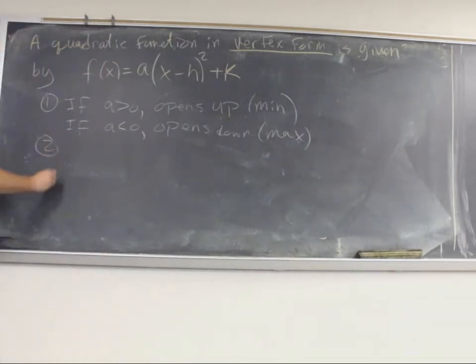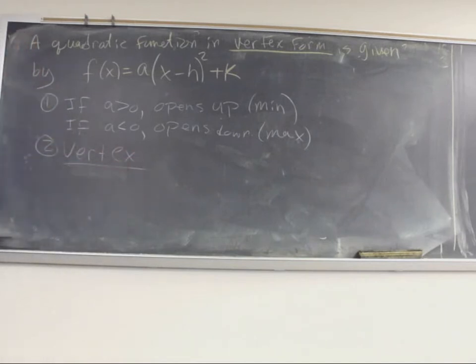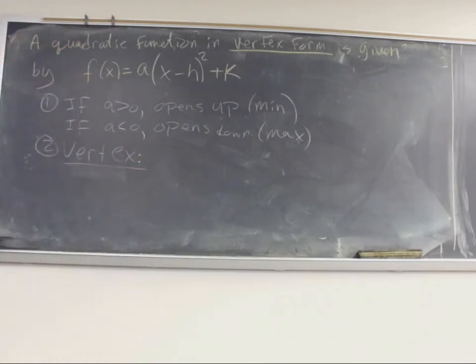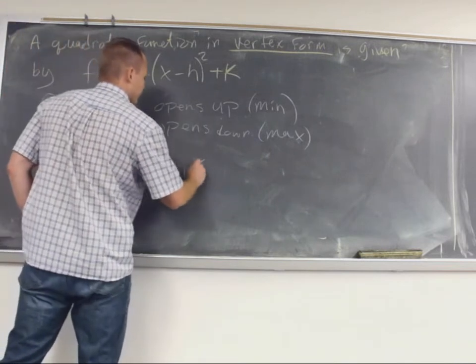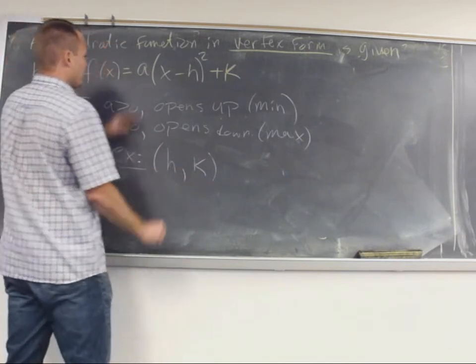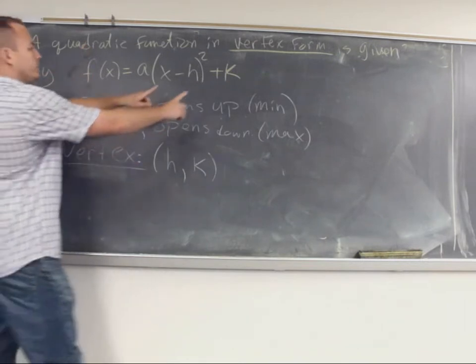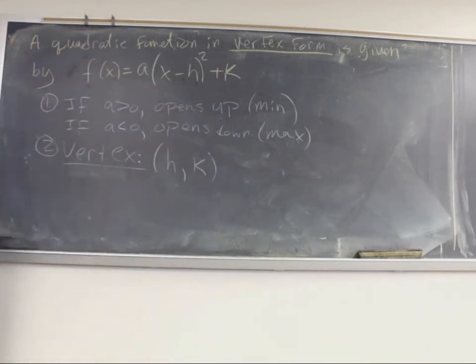Step 2 is the vertex, just like in the previous form. Here, it's a little more simple. Once I show you how to do a couple examples, it's simple. But it's simply h comma k. So if you're given vertex form, then the vertex is already given to you based on these two numbers. And I'm going to show you an easy way to get those.